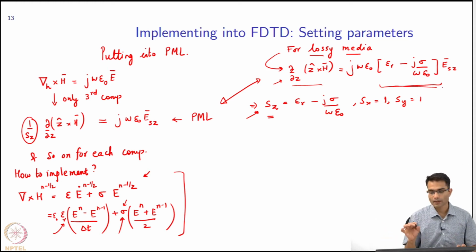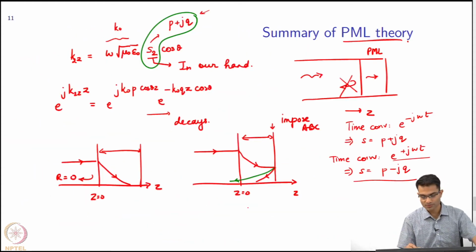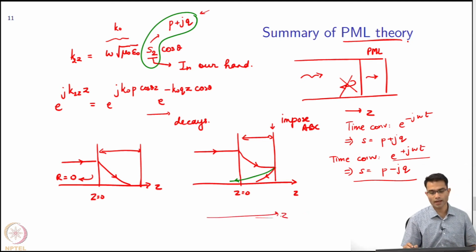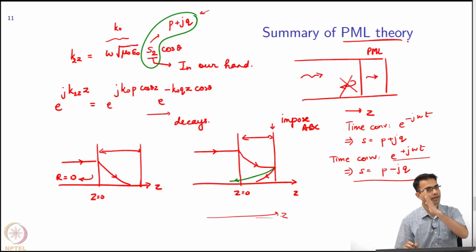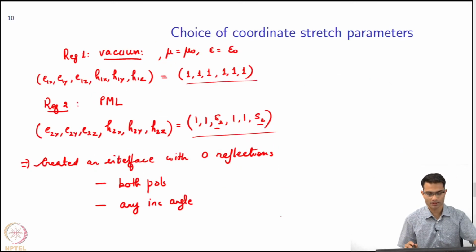But remember this S, when I said Sz over here, let us go back to this equation. This was if I wanted to decay a wave in the z direction, I chose Sz to be different from 1, correct. So if I want to absorb a wave that is going into the z direction, I choose Sz equal to whatever, Sx, Sy equal to 1. Those are the parameters that we had chosen over here, correct.